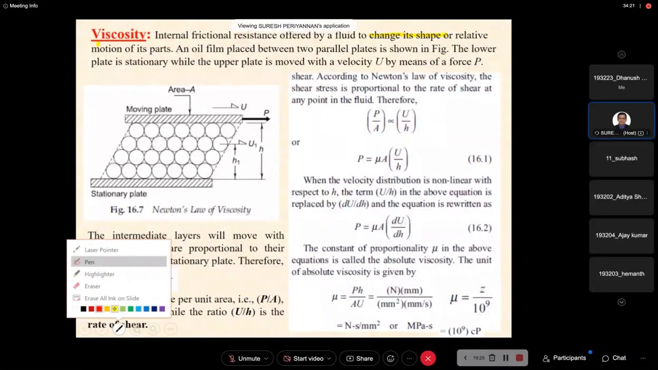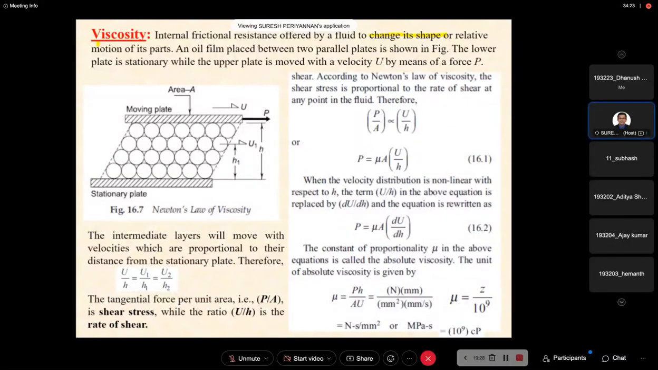I come to this. The internal frictional resistance force offered by a fluid to change in shape. Due to the internal resistance force, the fluid surface changes. For your physical understanding, what does change in shape mean?